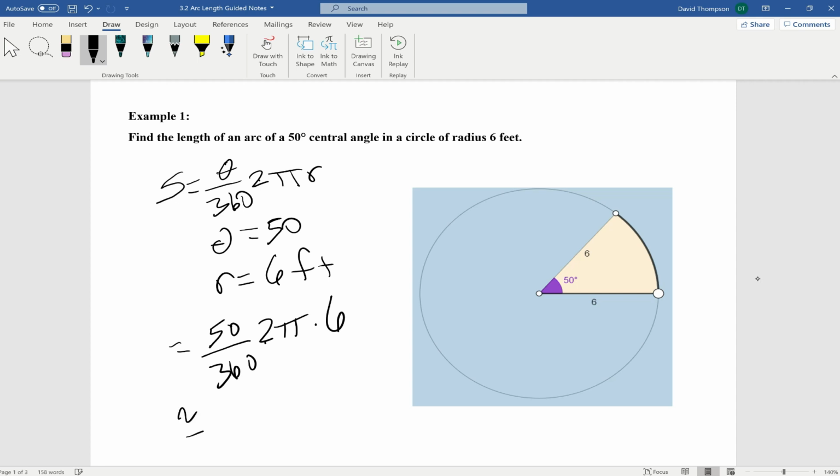And we're going to get a decimal approximation. 50 divided by 360 times 2 pi times 6. And our decimal approximation is 5.235 feet. We get this by using the calculator.